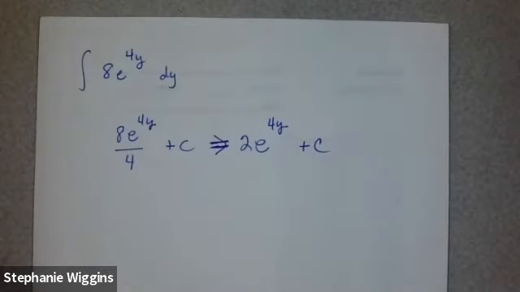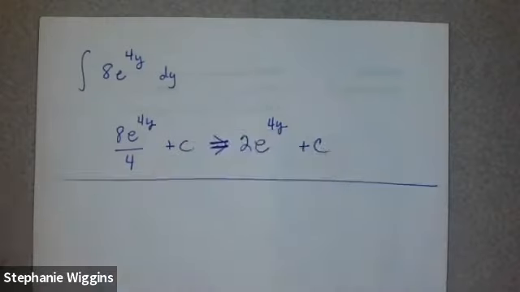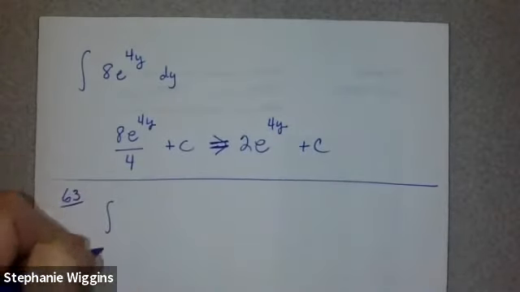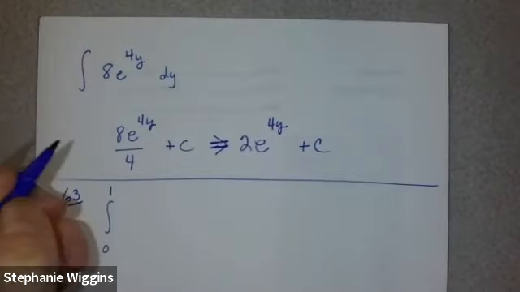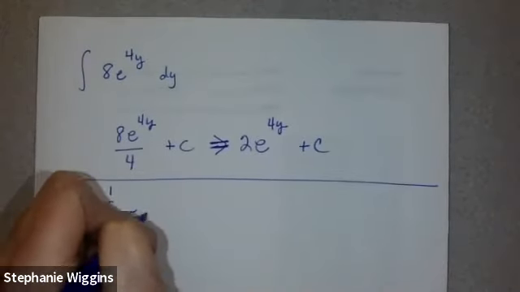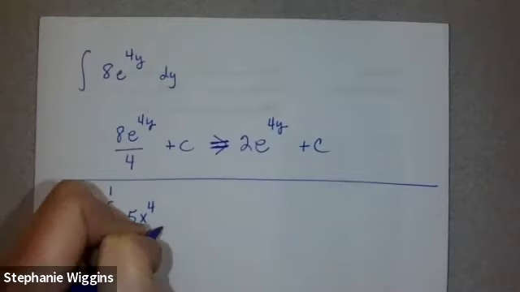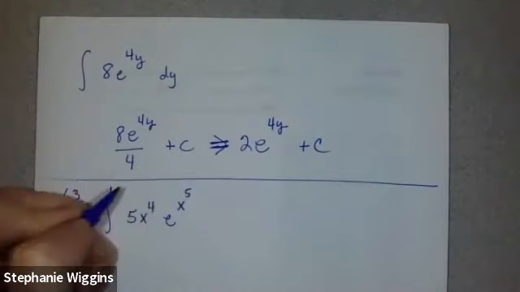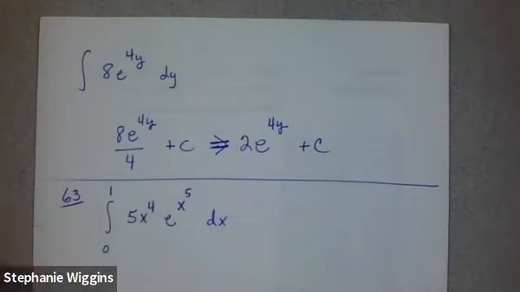So that's not a very interesting problem. Let me do a better one. Aha, 63 is a good one. So we're going to integrate, this is a definite integral from 0 to 1 of 5x to the 4th times e to the x to the 5th dx.